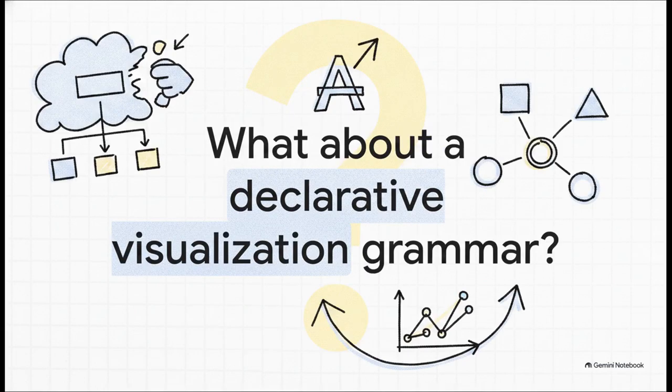But before we wrap up this explainer, I want to leave you with a completely different thought. Everything we've looked at so far involves explicitly telling the computer how to draw a chart, step by step. But what if you could build visualizations using an entirely different underlying philosophy altogether, something called a declarative visualization grammar? Well, in our next explainer, we're going to unpack a tool called Altair and its completely unique approach to building charts. You definitely won't want to miss it.